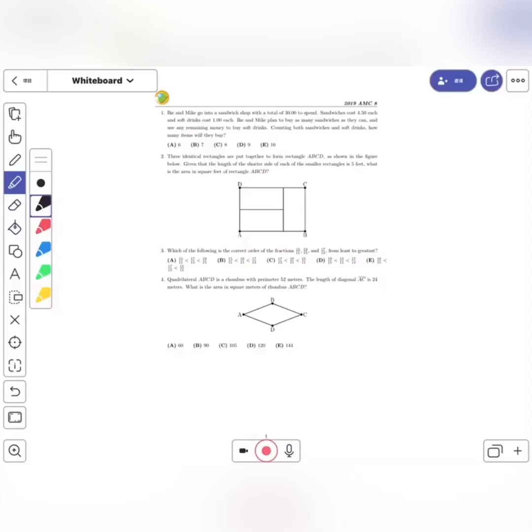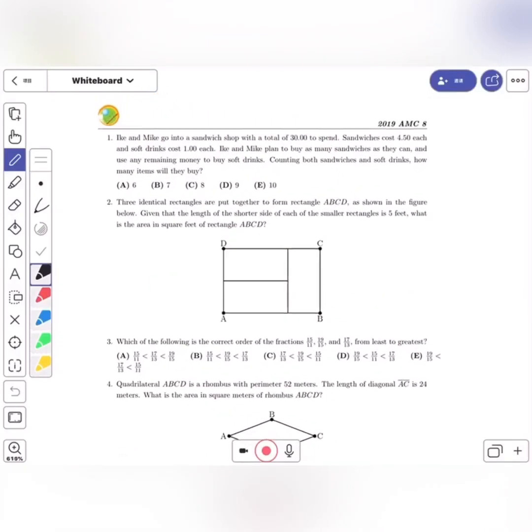It has been some time since the last AMC or competition math solution. So today I'm gonna be recording the 2019 AMC 8. And for any years that are later than that, please check the channel Intersegation for his solutions. So let's get it started.